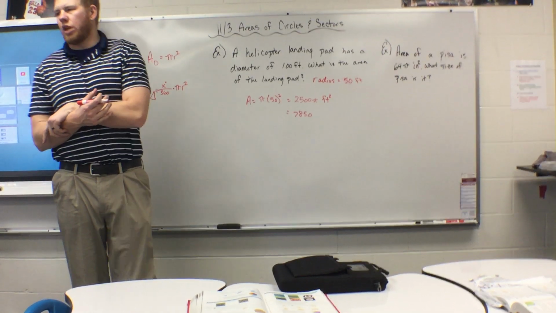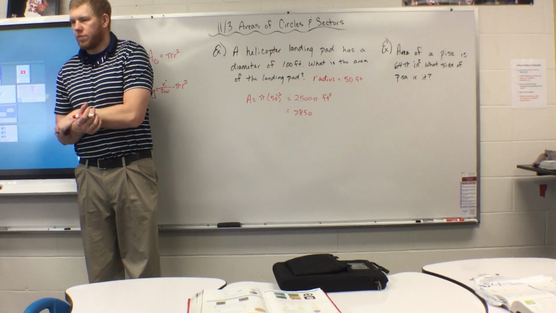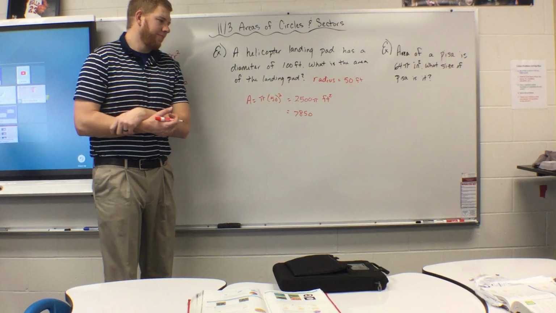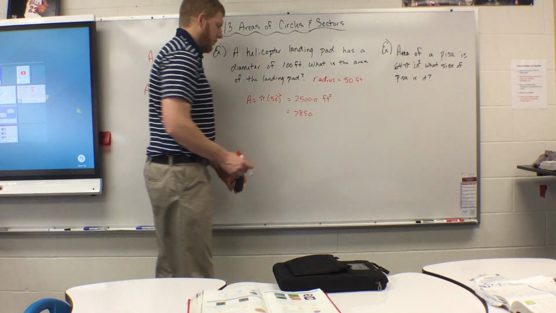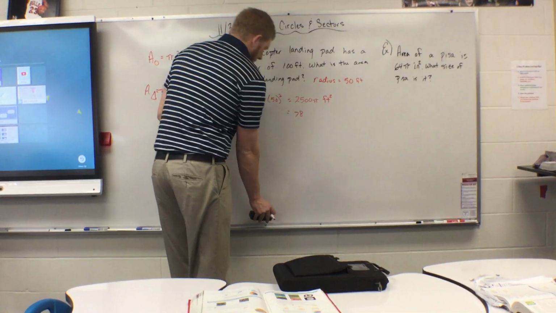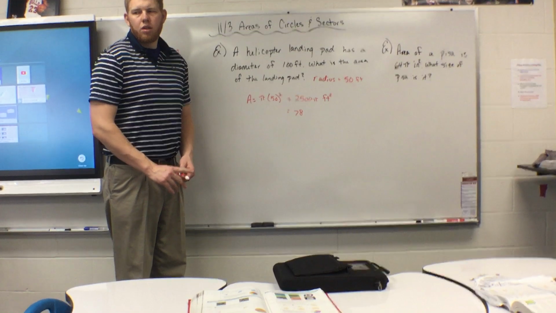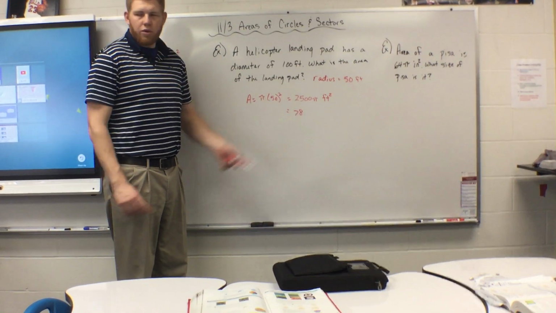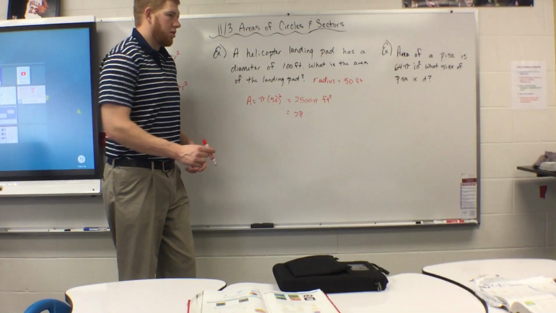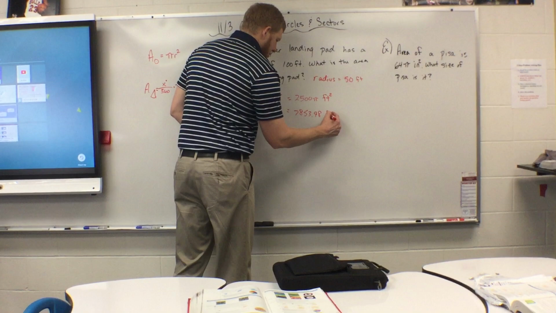Anybody have a calculator that has a pi button in it? Is it on your calculator? I have a pi button. Just kidding. Where's the pi button at? There is a pi button. Okay, it's 3.1, times 2,500. 7,853.98. I gotta use a calculator.